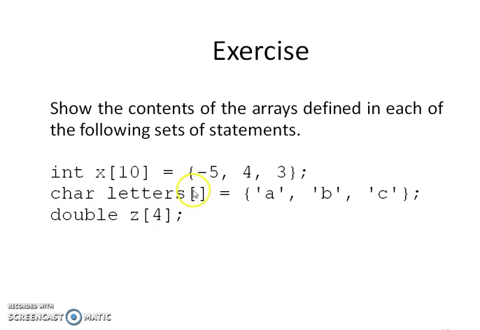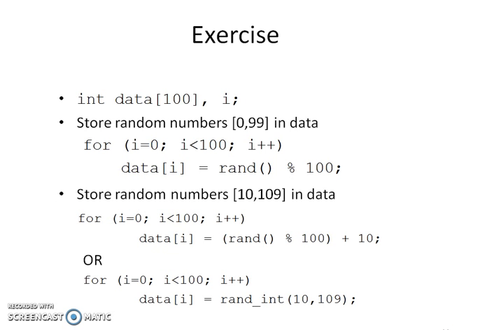Similarly, for letters, whose size is not yet defined but which is initialized with A, B, C, the letter array consists of letter of 0 is A, letter of 1 is B, letter of 2 is C. For a double array of size 4, in some versions of C it is initialized to 0, or it can hold some random garbage values stored there.